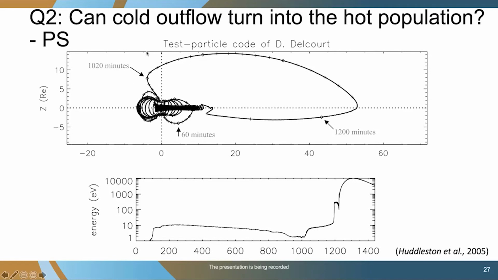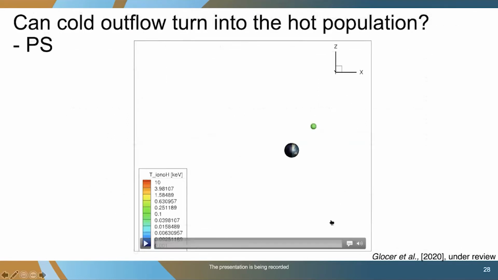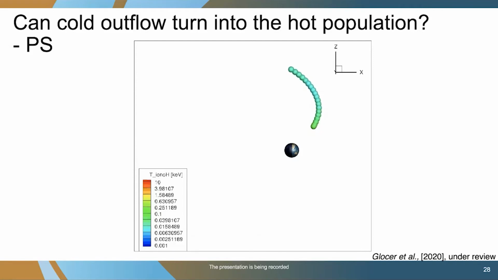And so this was a study done with test particles, but actually you can get a very similar picture in the multi-fluid simulations as well. So here what I did is I took the multi-fluid simulations and I started launching particles. Now, these aren't true particles. This is more like dropping corks into the stream, and they're following the flow of the ionospheric H plus population.